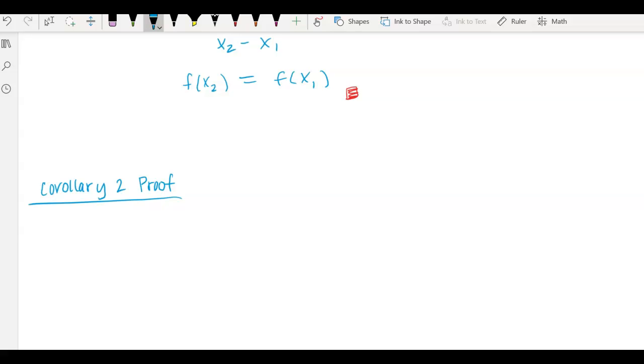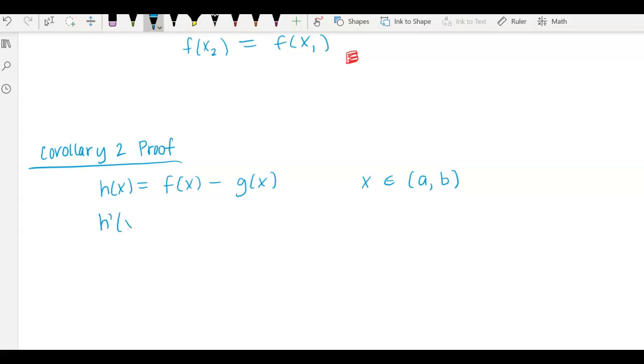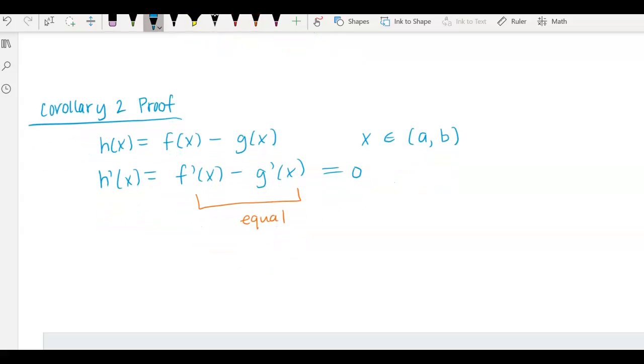So let's define a new function, h of x, and we'll have it be f of x minus g of x. And we're going to say that this is good for all x's in the interval between a and b. Well, taking the derivative here, we can just have this. And we know that this has to equal 0 because these two things are equal to each other. So then we're saying that h prime of x equals 0.